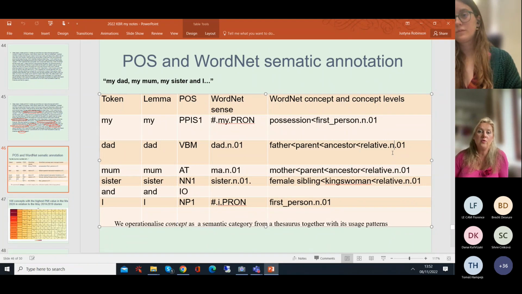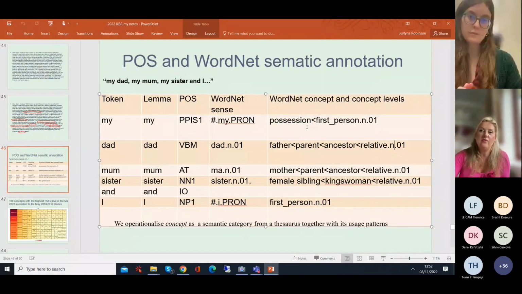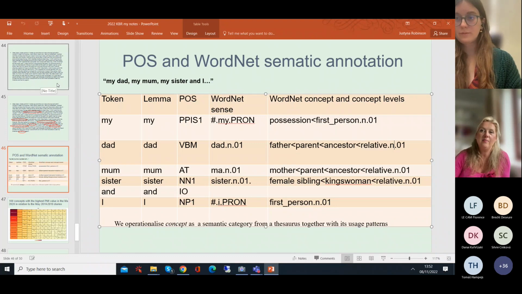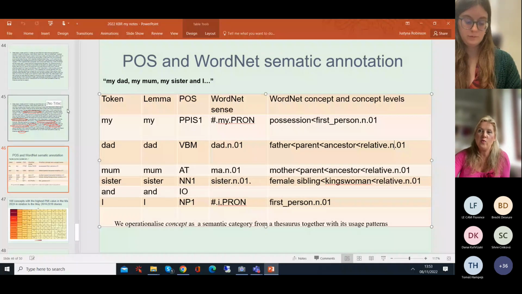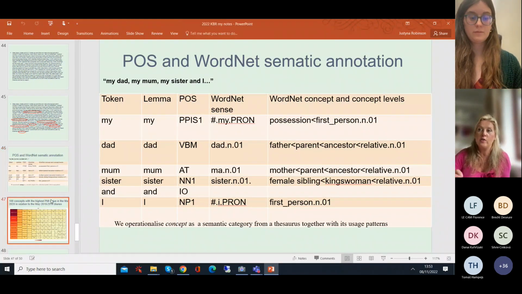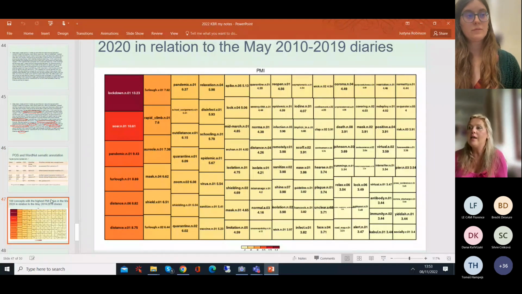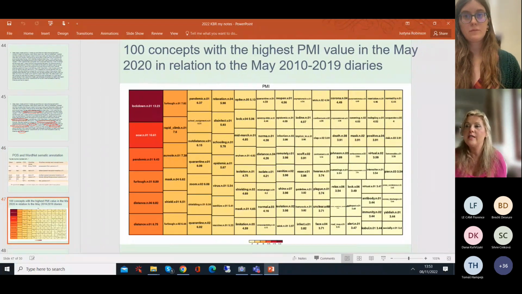So one solution would be to move a text of words into a text of concepts, just like what we've done with Mass Observation data. And then we could query these concepts. So for instance, we wanted to find out what were the concepts that were characteristic of lockdown as opposed to the previous 9 years. And we also used PMI as a statistical measurement of the significance here.